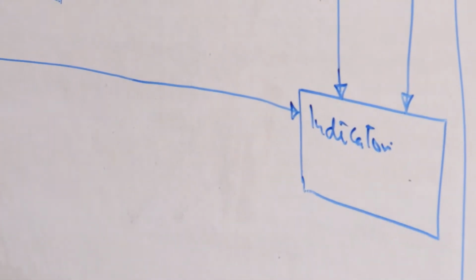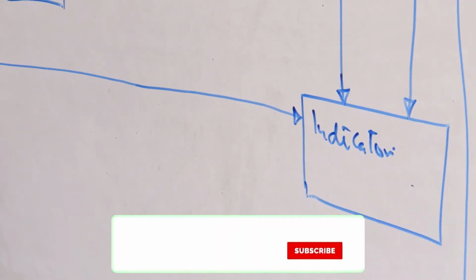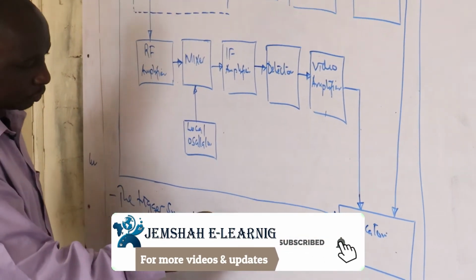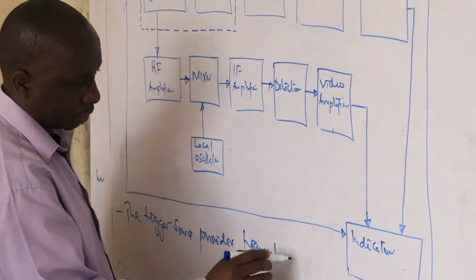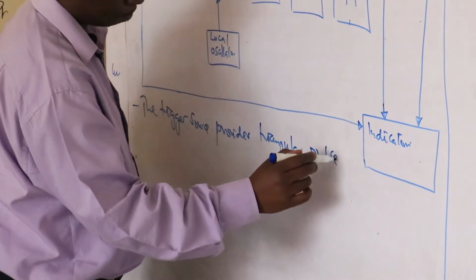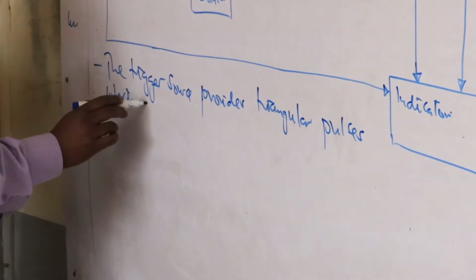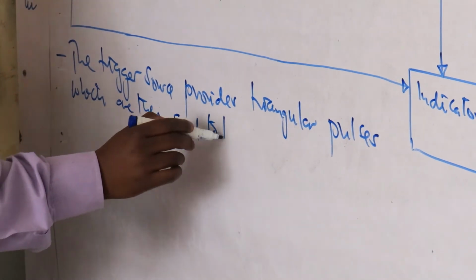So we have here that the trigger source provides triangular pulses, which are then sent to the modulator.